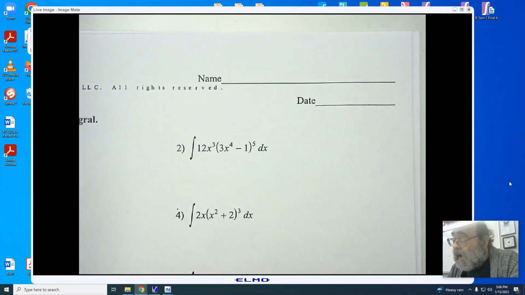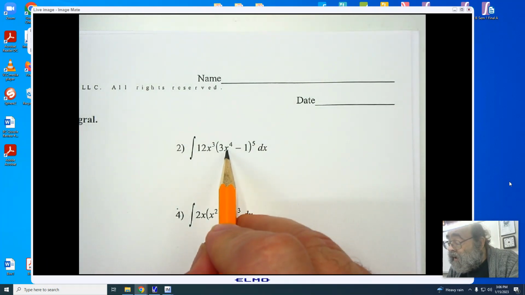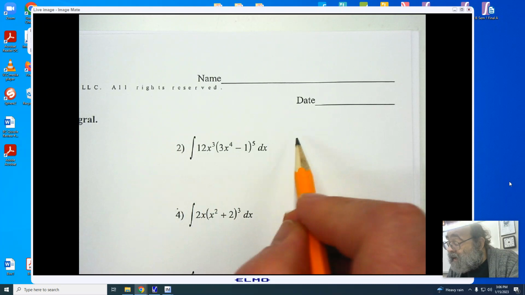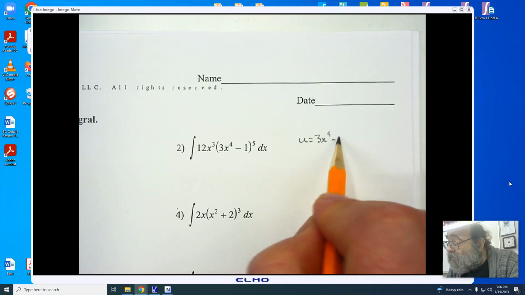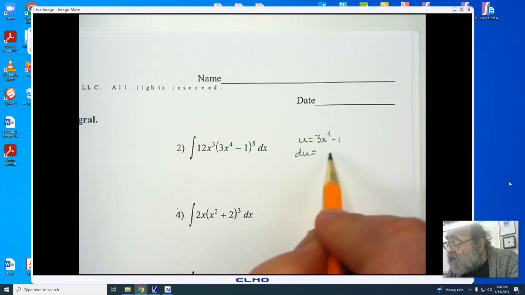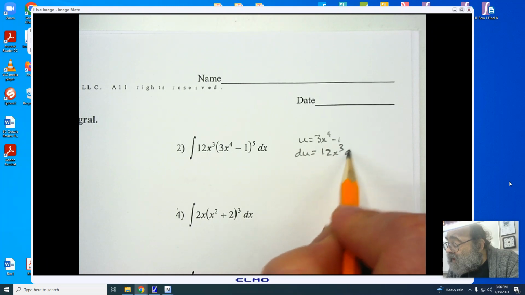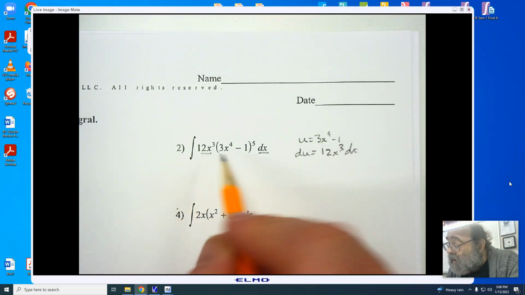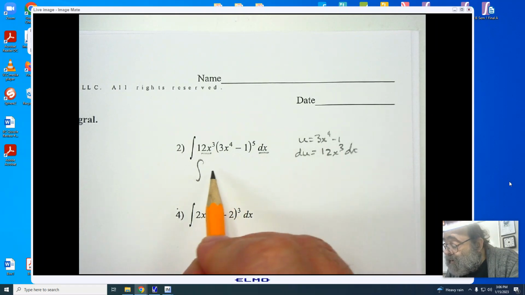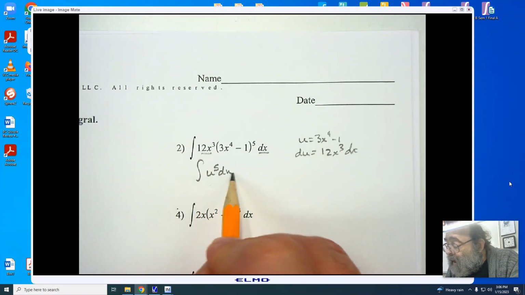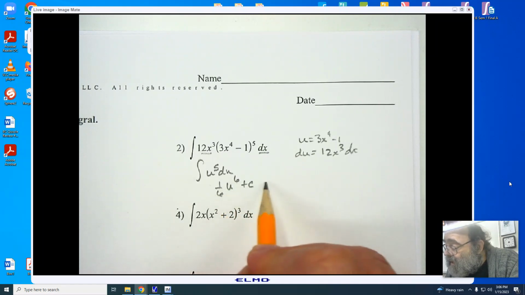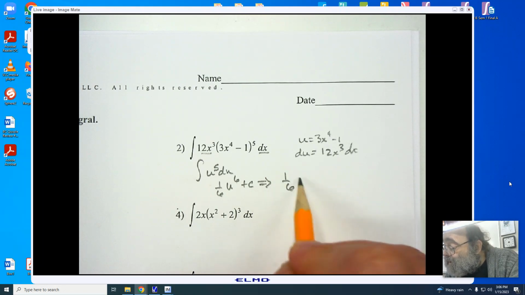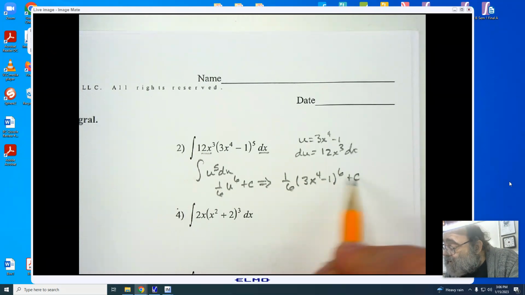Starting with number 2, I'm looking at my u sub, and I'm always looking for a power that's greater to a power that's less. The power that's greater is the u, giving me 3x to the fourth minus 1, and therefore when I take the derivative du, I get 12x cubed dx. And we can clearly see that here. We're going to substitute it, so we have u to the fifth du, and when we integrate, we get 1/6 u to the sixth power plus c, and I'm then going to back substitute my u, 3x to the fourth minus 1 to the sixth plus c is my answer.